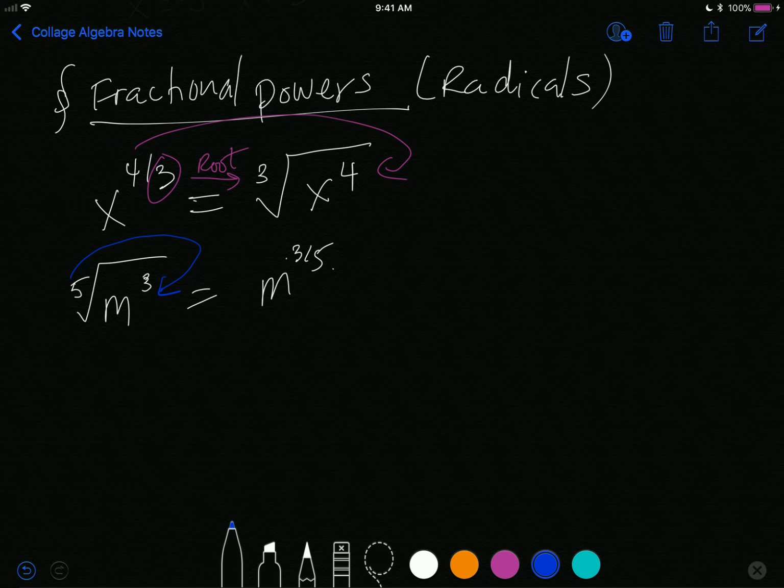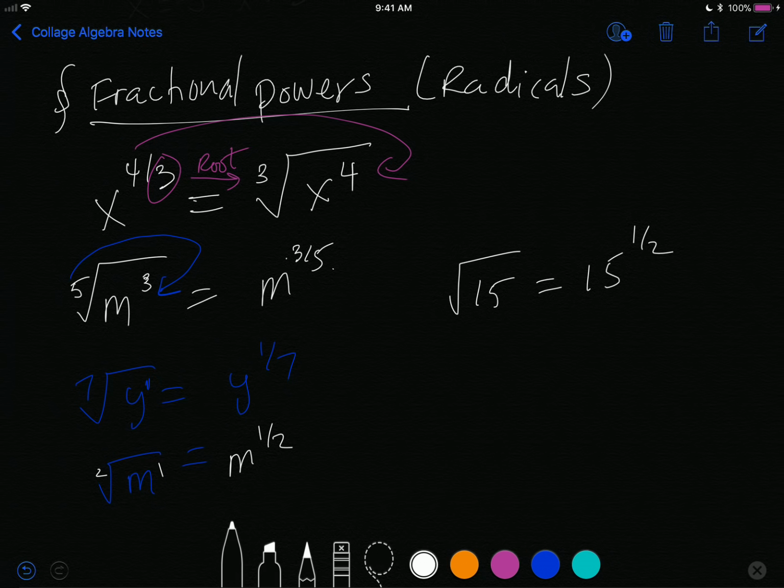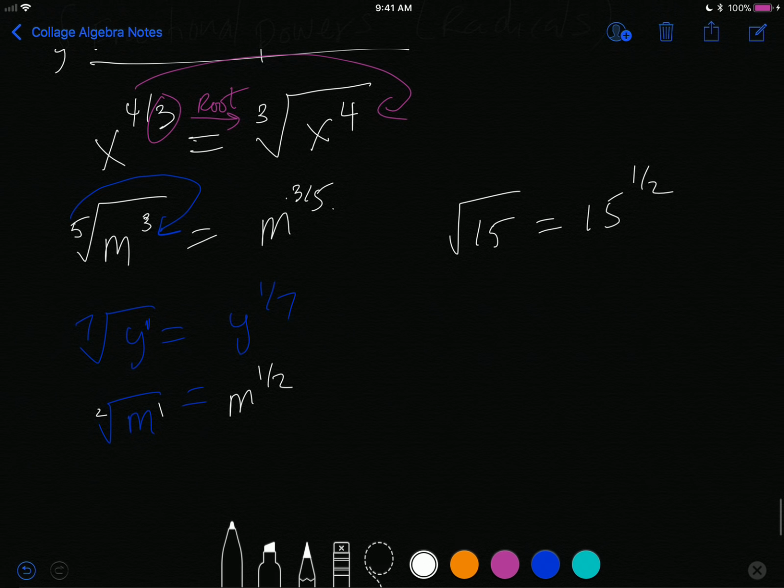Some nice examples. If I have the 7th root of y, this is equal to y to the 1/7 power, because there's a 1 power right here. The most famous example is the square root. The square root is always the 1/2 power. Again, it's the most often used. There's a hidden 2 right here, and there's a hidden 1 right here. So most people forget about those hidden numbers. But if I am taking the square root of 15, that is the same thing as 15 to the 1/2 power. Interesting, right? And so of course we're going to do an example where we have a radical.